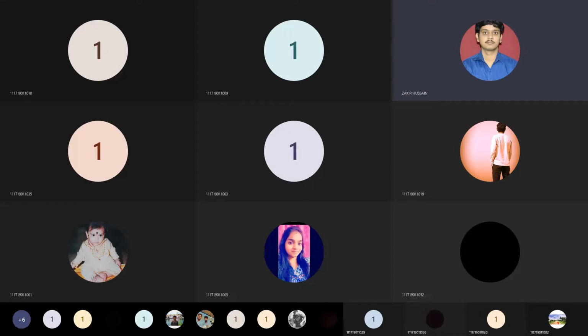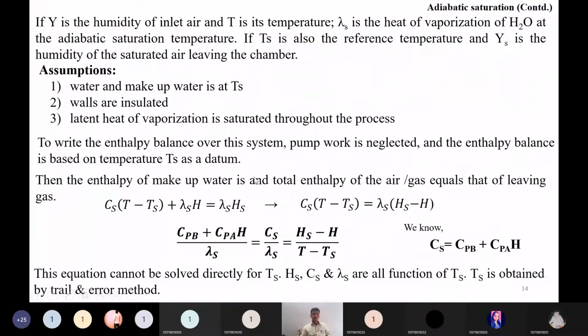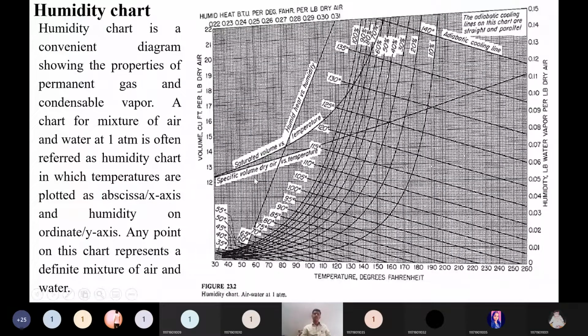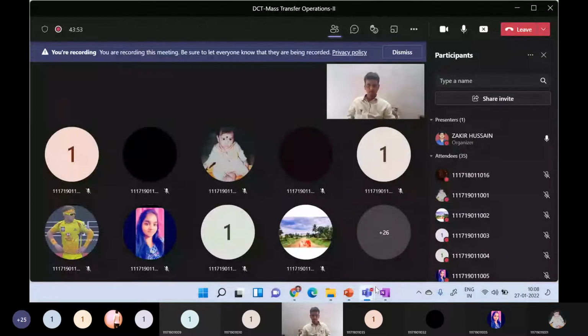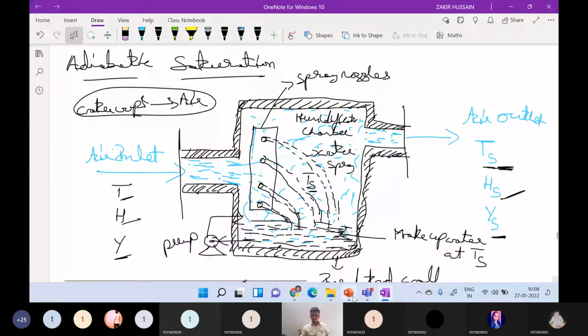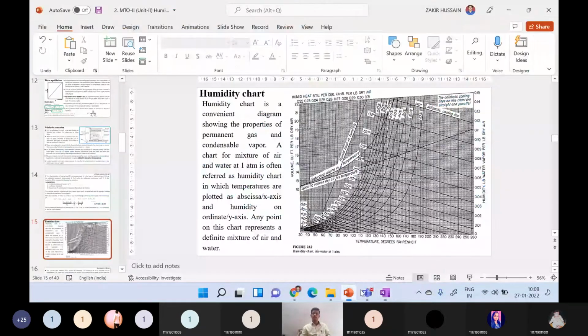Okay, then the next topic is the humidity chart, or psychrometric chart, as we can call this one. So what is this humidity chart?